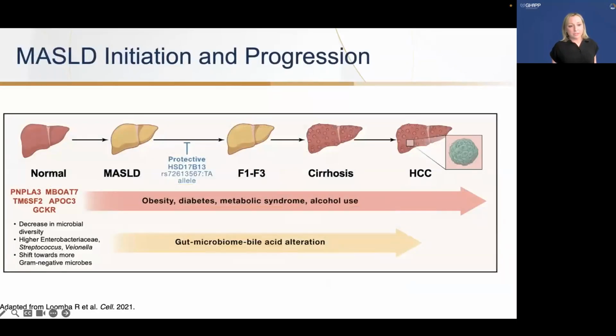Here's another slide that is a visualization of that progression as well. It looks at different contributions that may predispose the patient to more rapidly progress to cirrhosis. These are genetic findings that can lead to a more rapid progression. And patients that have obesity, diabetes, metabolic syndrome, and alcohol use have a higher risk of progressing to more advanced fibrosis and cirrhosis.